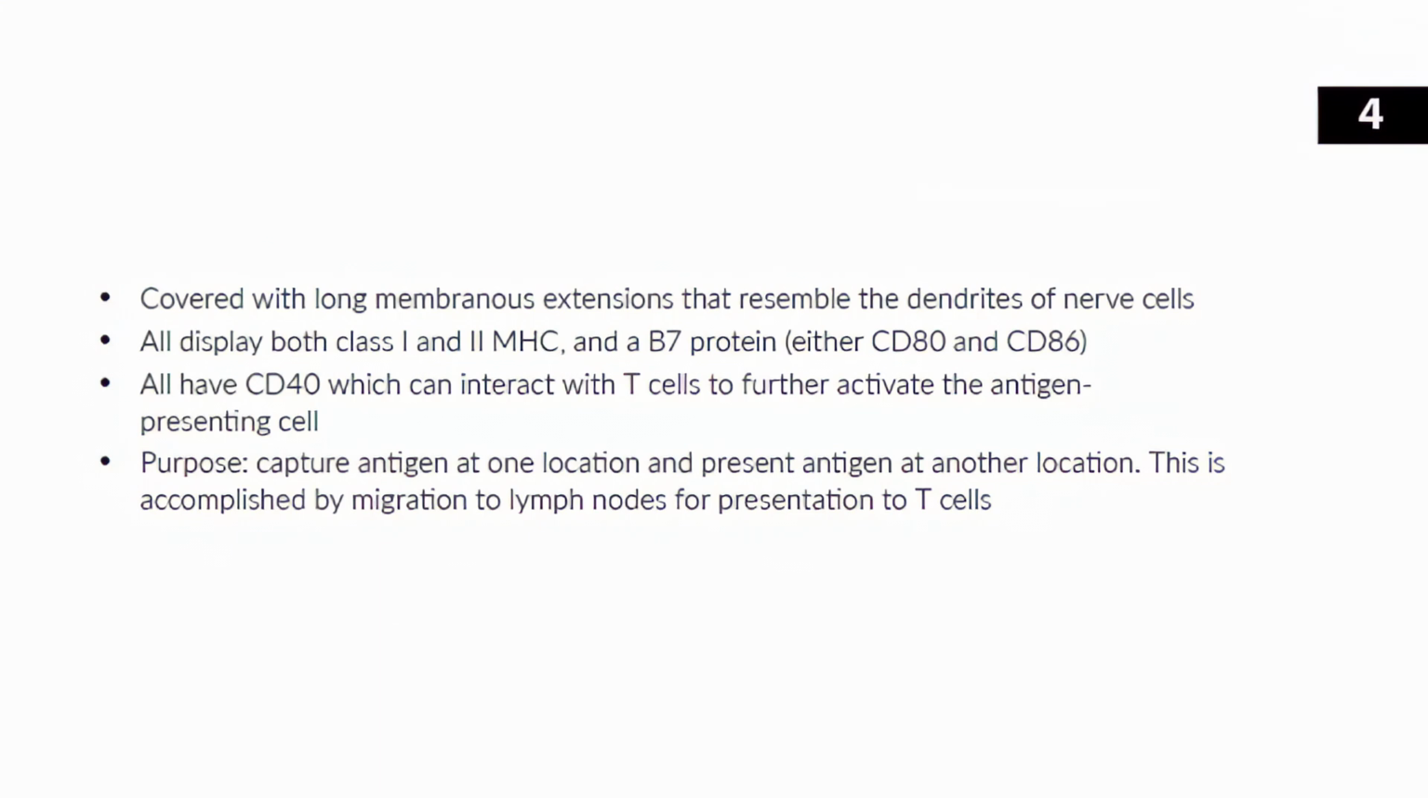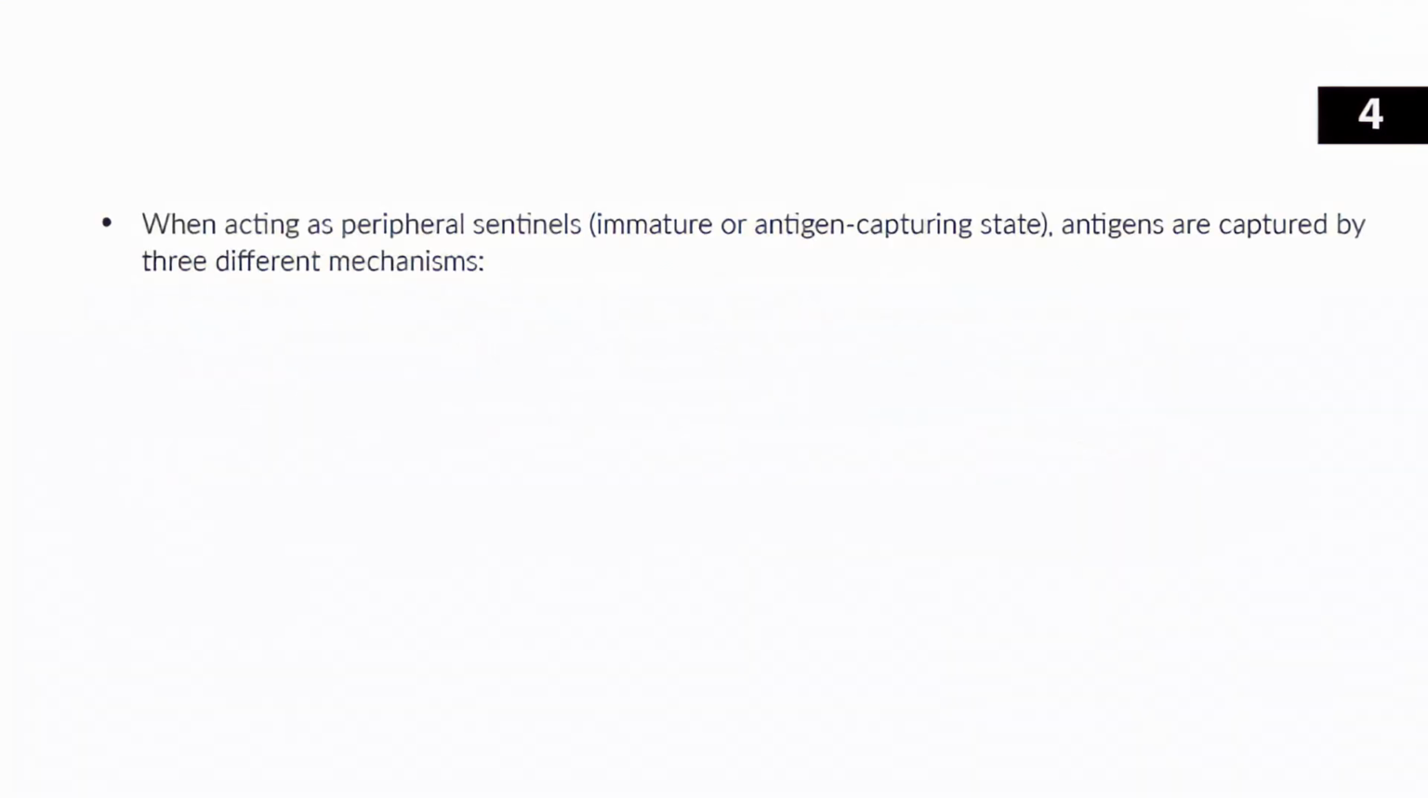They're designed to capture antigen. They capture antigen at one location and then present it to T cells in another location. Once a dendritic cell captures an antigen, it changes its shape. It's no longer a cell with those long dendritic arms. It changes the shape so that it can migrate to the lymph node and say, hey, look what I found! I found some antigen. Out in the periphery, dendritic cells serve as peripheral sentinels.